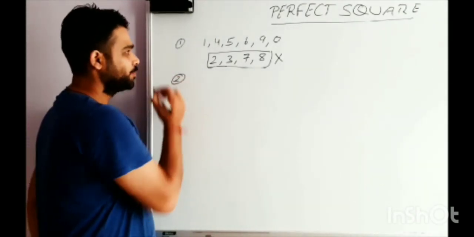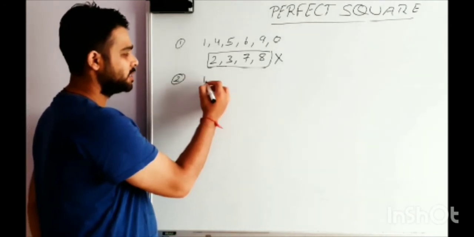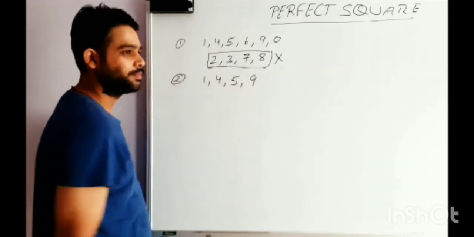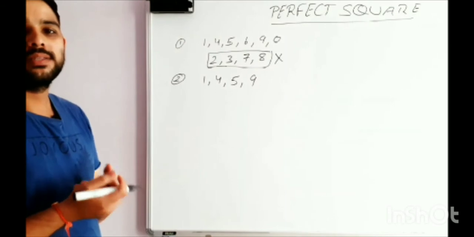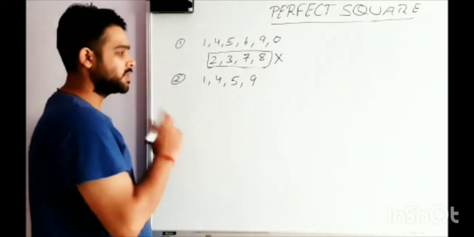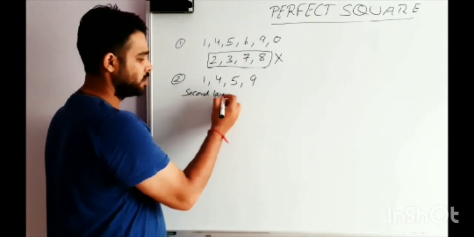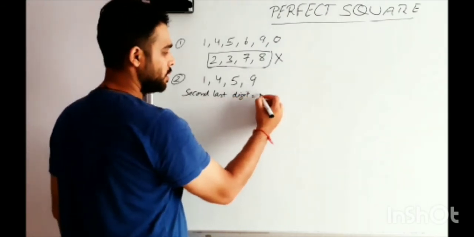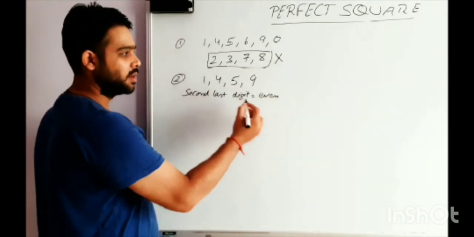Second important thing, if the last digit of an answer is 1, 4, 5 or 9, then the second last digit will always be an even number for a perfect square.